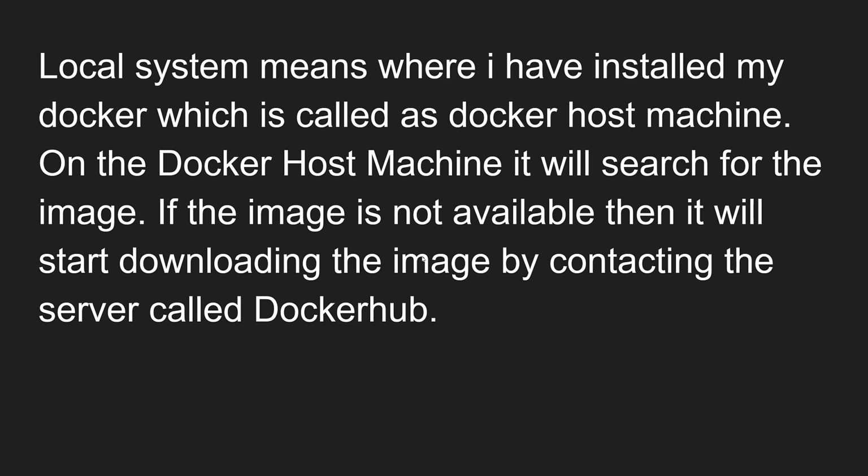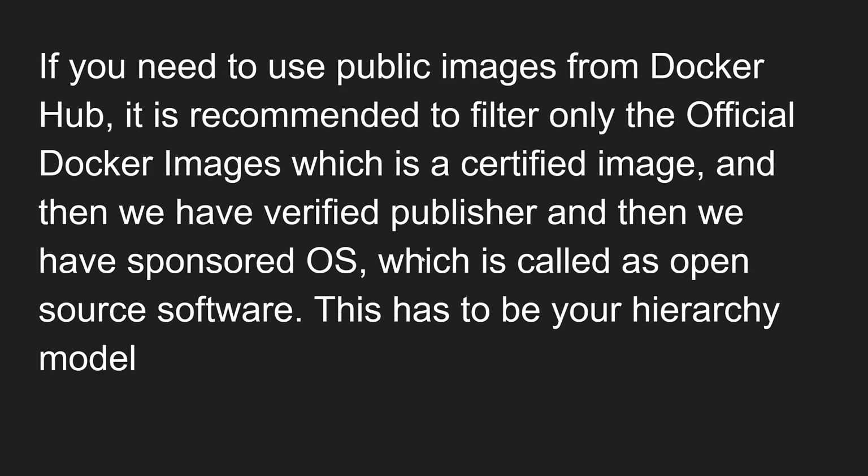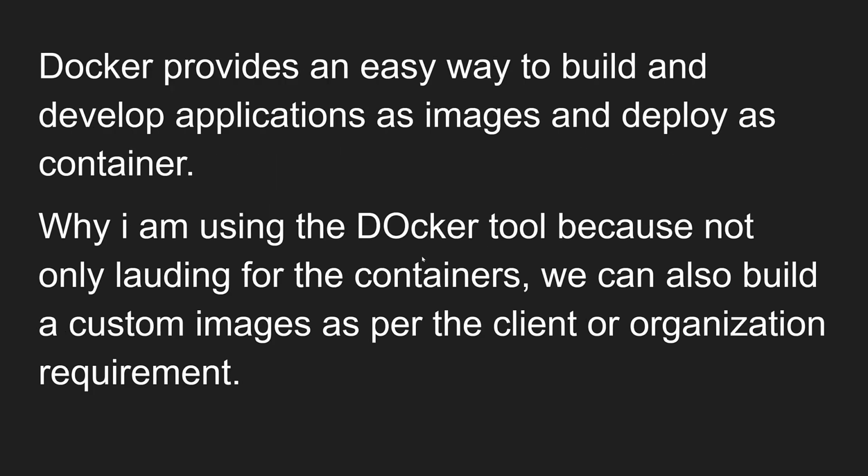If you are following my Docker video series, you will be well aware of all this. If you need to use the public images from the Docker Hub, it is recommended to filter only the official Docker images, which are certified images, and then we have the verified publisher, and then we have the sponsored OSS, which is called open source software. This has to be your hierarchy model. So the first one is the official Docker image, which is a certified image, the next one is the verified publisher, and the last one is the sponsored OSS. So this is the hierarchy. Which is the top priority? The Docker official image is the highest priority.